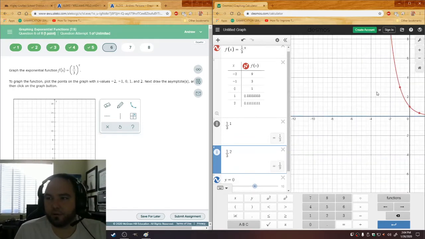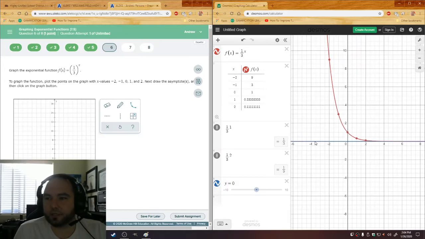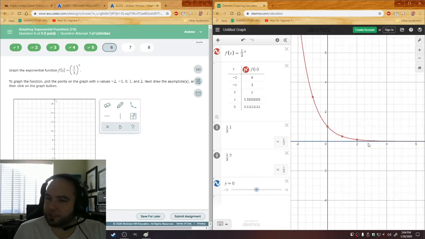By the way, where'd my graph go? Oh, there's my graph. Ta-da! Hey, look, you can see the asymptote also is at 0. Now, this one looks different because the last one was rising. This one is falling. That's typical of fractions.